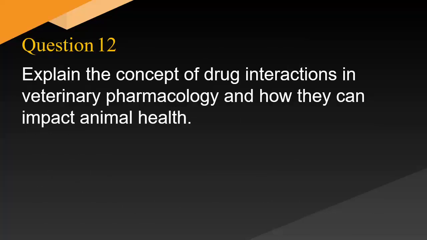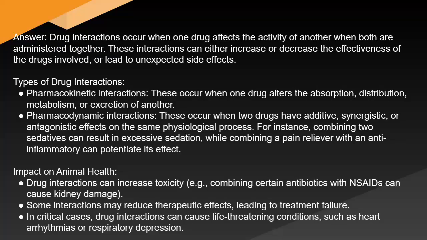Explain the concept of drug interactions in veterinary pharmacology and how they can impact animal health. Answer. Drug interactions occur when one drug affects the activity of another when both are administered together. These interactions can either increase or decrease the effectiveness of the drugs involved or lead to unexpected side effects. Types of drug interactions. Pharmacokinetic interactions.